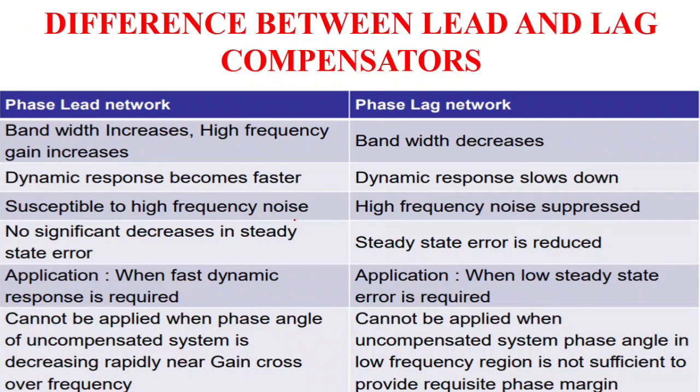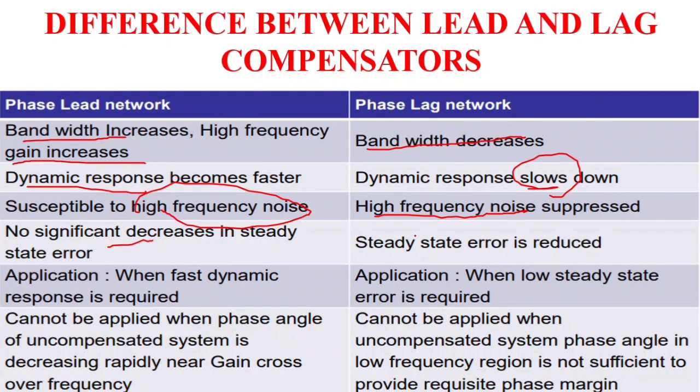At last we have to see the difference between lead and lag compensators. What are the differences between phase lead and lag compensators? In the lead compensator, bandwidth increases, and in terms of gain, it increases. In the lag compensator, bandwidth decreases. In the phase lead compensator, dynamic response is faster. Here dynamic response slows down. The lead compensator is susceptible to high frequency noise, but in the lag compensator high frequency noise is totally suppressed. In the lead compensator there is no significant decrease in steady state error. Here the steady state error is totally decreased.